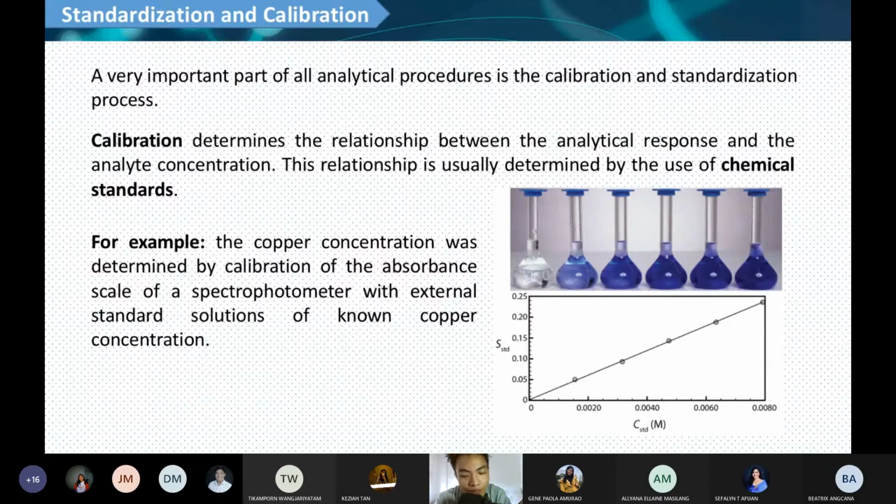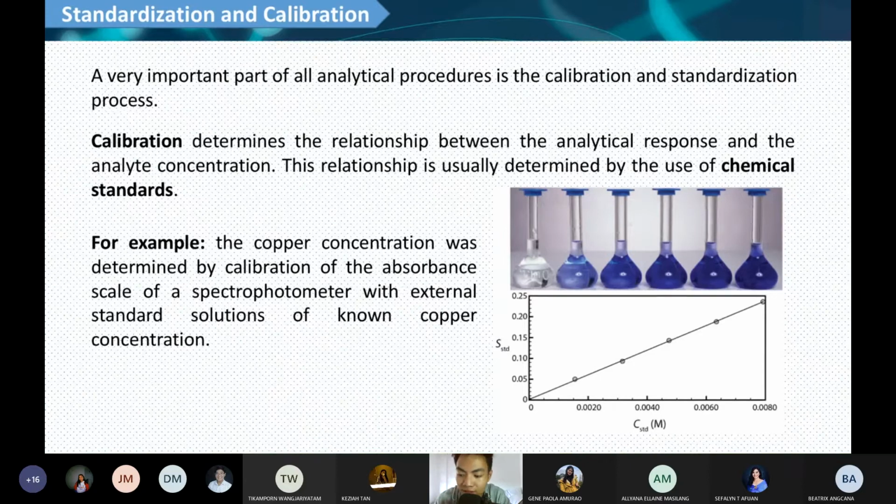Okay. So when we say calibration in this sense, calibration refers to establishing the relationship of the instrument response with the concentration of your analyte. So depending on the response of your instrument, you can infer the concentration of your analytes in there, because you do not know what their concentrations are, but you can determine them using instrument response.